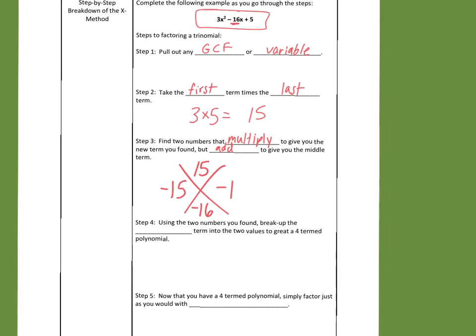Next thing. Using those 2 new numbers that we found, we now just have a new middle term. And it's actually just going to be those 2 terms together. So here's what I'm going to do. I'm keeping my original first term. What was it? 3x squared. So leave that alone. But now instead of negative 16x, I now have these 2 as my middle term. So I now have negative 15x and negative 1x, or just negative x. My last term stays the same. What is it? Plus 5. So this is my new equation.